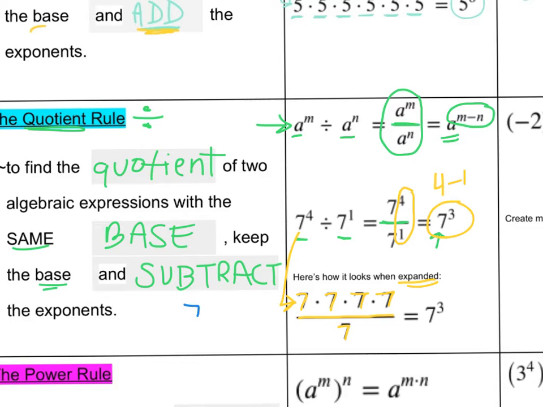Now, think about regular math. If we had 7 divided by 7, what would that equal? 7 divided by 7 would equal 1. So what we're going to do is cross out a 7 and a 7, because 7 divided by 7 would be equal to 1. And what are we left with? 7 times 7 times 7. We're left with 7 to the 3rd power. So that's why the property works. If we expand it, we see we lose one of those 7s.